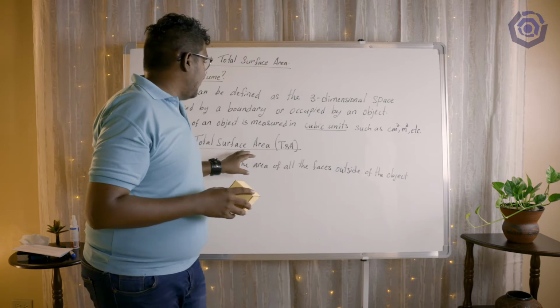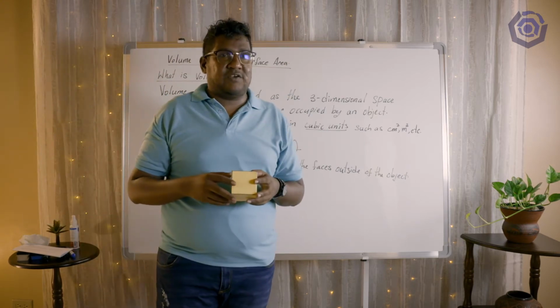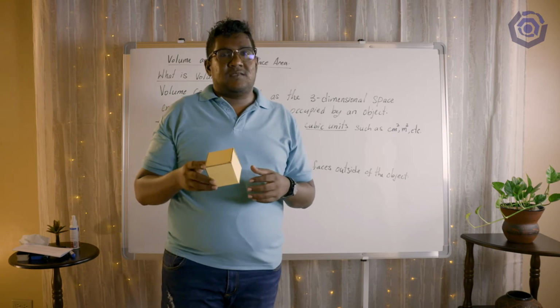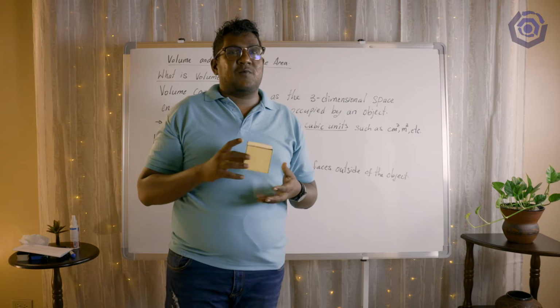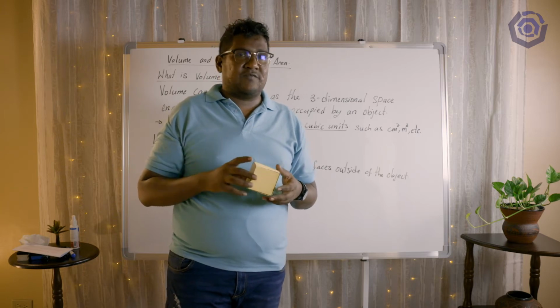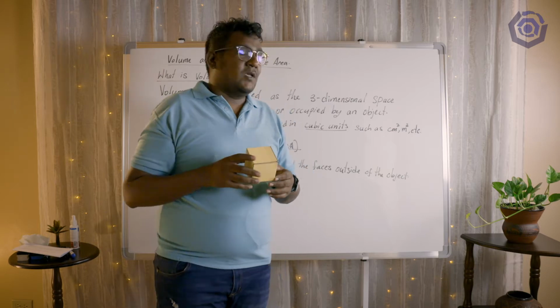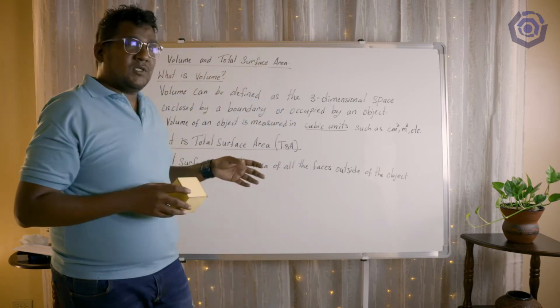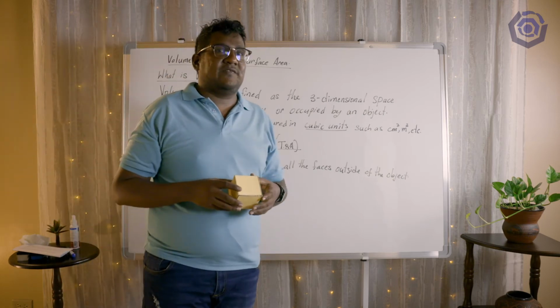Now, apart from total surface area, you're going to hear about curved surface area. When you're looking at the sphere and the cone, you would come across the concept of curved surface area because the surfaces of those two shapes are curved. So it's the same thing, but instead of total surface area, you would see CSA, which is curved surface area.